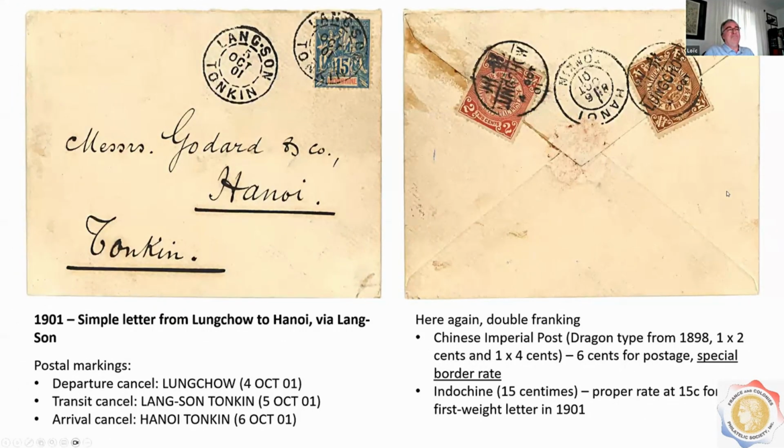Because this one here is a simple letter, first weight letter in 1901, 6 cents in Lengzhou with, again, those new bilingual cancels, and then 15 cents in Indochina. So there is no question, no problem there. 6 cents for the local rate, border rate, instead of 10 cents for a foreign destination, and then 15 cents for the mail within China going to Hanoi. This is all good from my perspective. I have no problem with that.